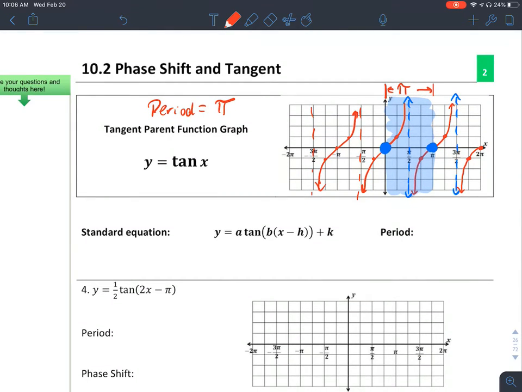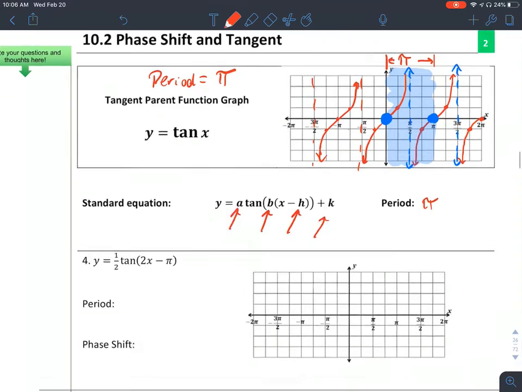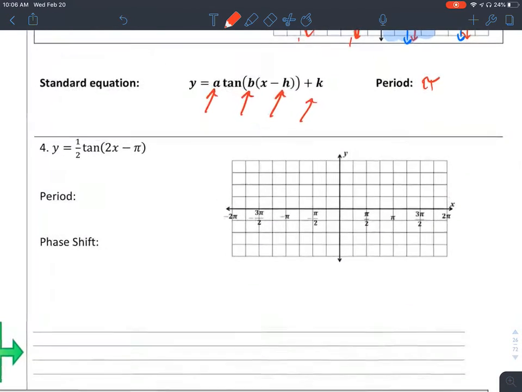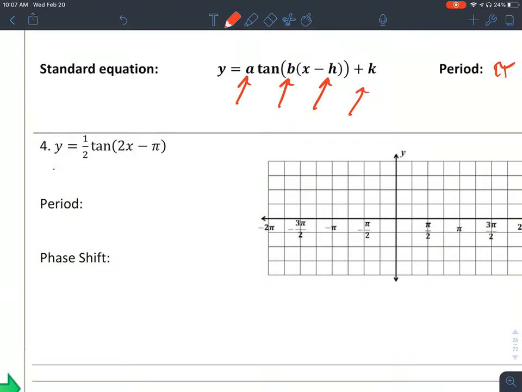Standard equation for tangent, we can see here, it's got all the same ingredients that it has on the other side. This is a vertical stretch or shrink, reflects it vertically. Horizontal stretch or shrink, reflects it horizontally. Phase shift translates it left or right. A vertical displacement, up or down. Once again, the period for this is pi. Let's graph one of these, see if we can do this. I have a problem here with this, and the problem is the coefficient of x needs to be a 2.